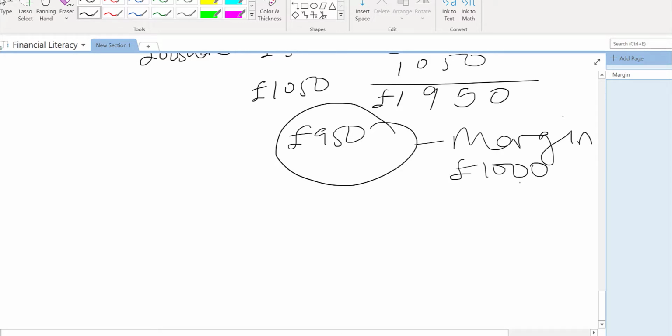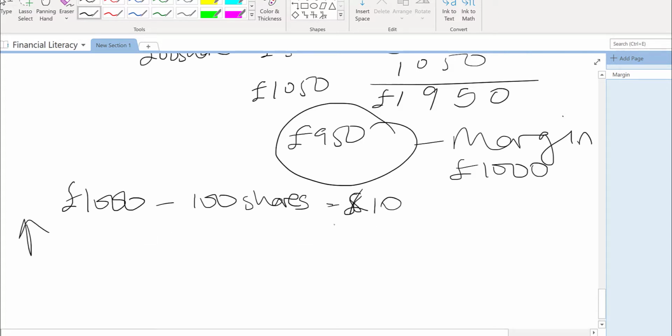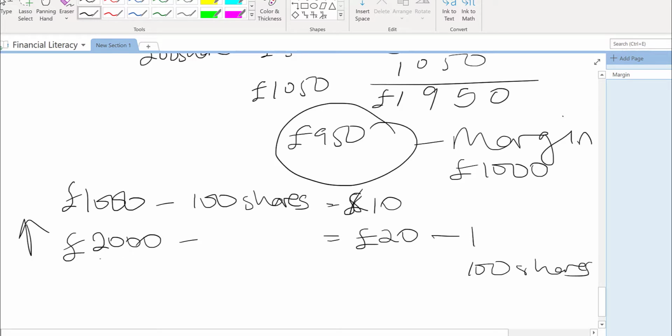You borrowed £1,000, right? Now, if you did not borrow any money, you had 1,000, and then you bought 100 shares, and it costs £10, and then the share price goes up to, let's say, £20. Now one share is £20. You choose to sell all your 100 shares. That is how much you have, right? When you've sold all your 100 shares, you get £2,000. How much is your profit? Your profit is £1,000. Right? Okay. And that is all your money.